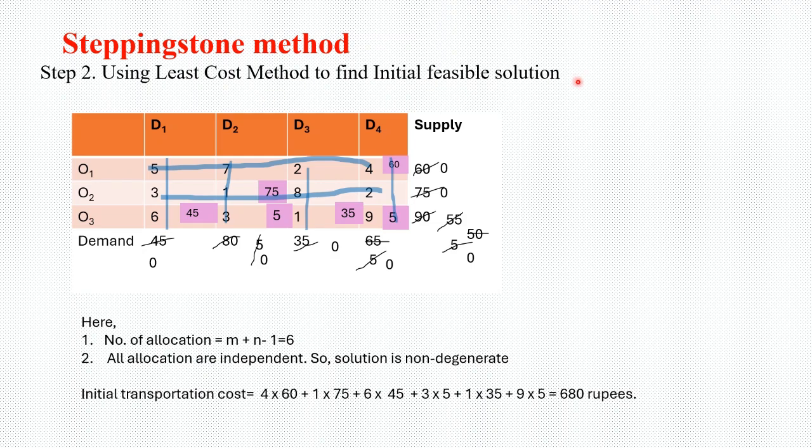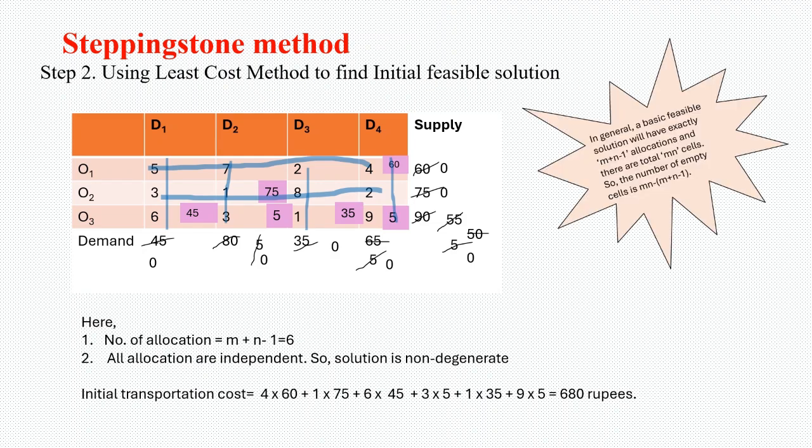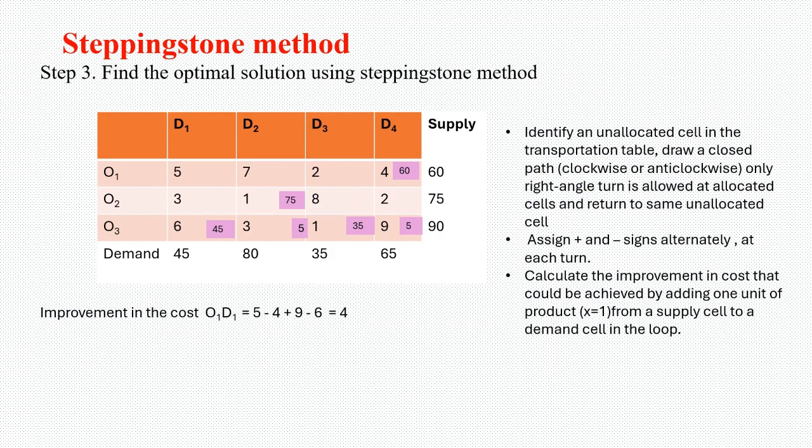First, we need to identify an unallocated cell in the transportation table. All these are unallocated cells. Here we see 6 unallocated cells. We shall start with this unallocated cell O1D1.